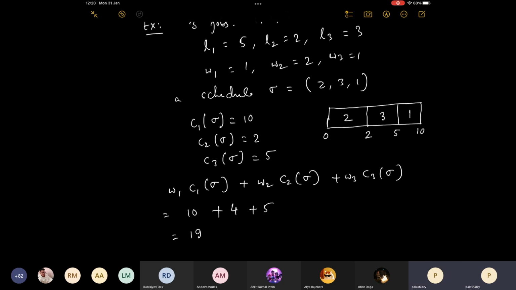Question on the problem statement. Before embarking on the solution for any question, you first make sure that you understand the question. Is the problem statement clear? There are n jobs with given lengths of each job and their weights. We need to find a schedule, which is the same as a permutation of the jobs, which minimizes the weighted sum of completion times.